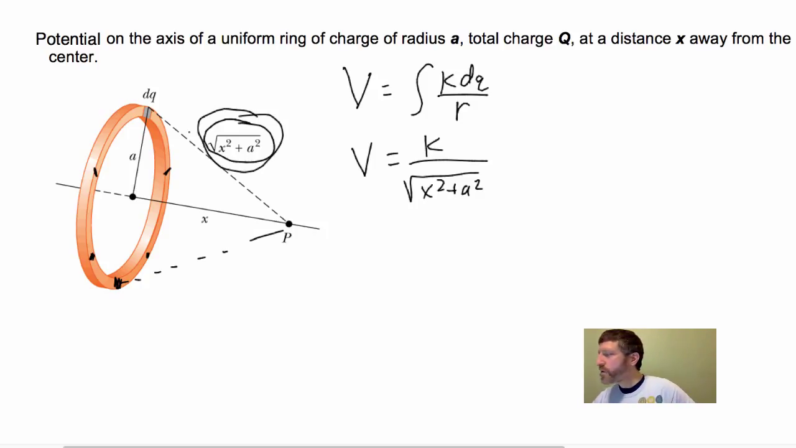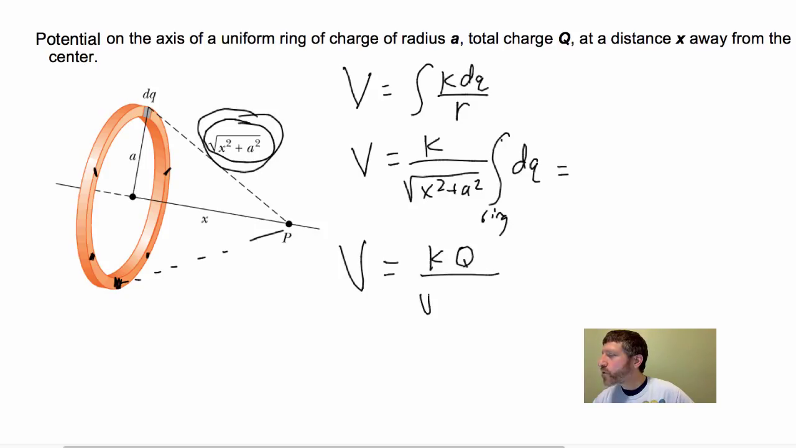So V equals K over R times the integral of dq for the whole ring. Couldn't be easier. We're already done. What's the integral of dq for the whole ring? It's just charge q. So this will be kq over the square root of x squared plus a squared.